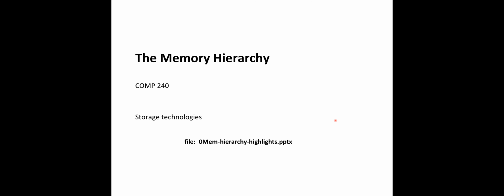We're going to say goodbye for now to assembly language, and we're going to start thinking a bit more broadly about the computer system and memory in particular. And this is now going to be from chapter 6 of your textbook. So we're going to start by thinking about different kinds of storage technologies and what we mean by memory.